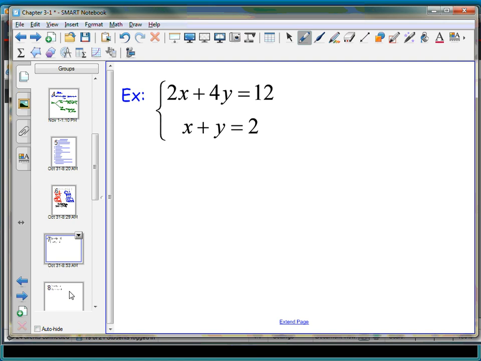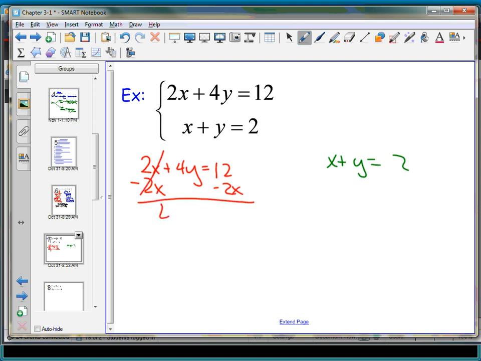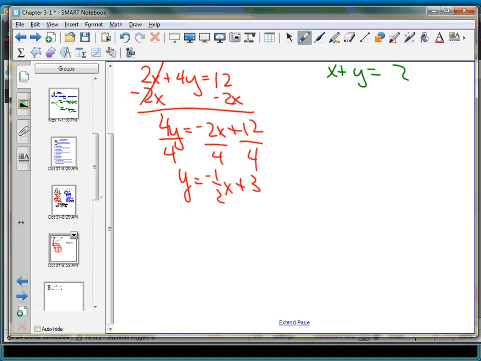Solve for y. So I take 2x plus 4y is equal to 12, and I also take x plus y is equal to 2. Those are my two functions. If I'm solving this for y, what does that give you? Subtract the 2x. 4y is equal to negative 2x plus 12. Divide each term by 4, and y is equal to negative 1/2 x plus 3. What's my slope? Negative 1/2. What's my y-intercept? 0, 3. Box that information in.